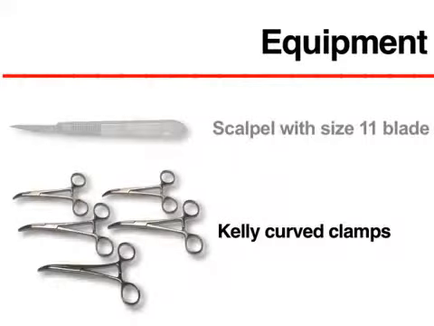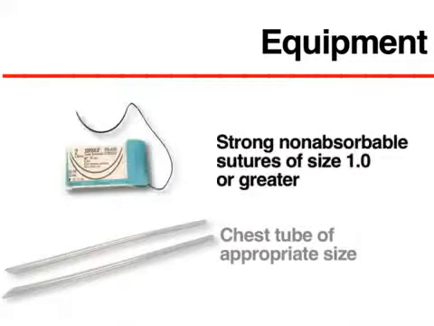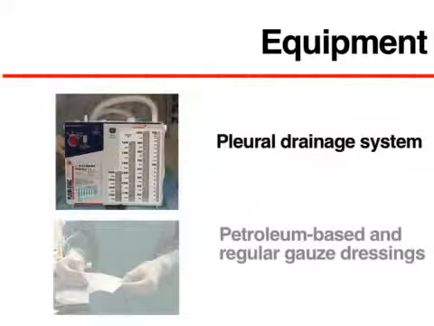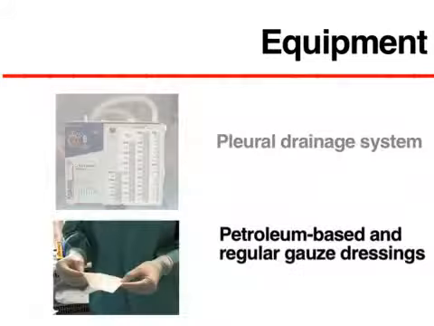at least 4 or 5 dissecting instruments, such as Kelly-curved clamps or artery forceps, which should also be found on the chest tube tray, non-absorbable strong sutures of size 1.0 or greater made of silk or nylon, a chest tube of appropriate size, a sterile drainage system, and dressings for the tube after insertion.